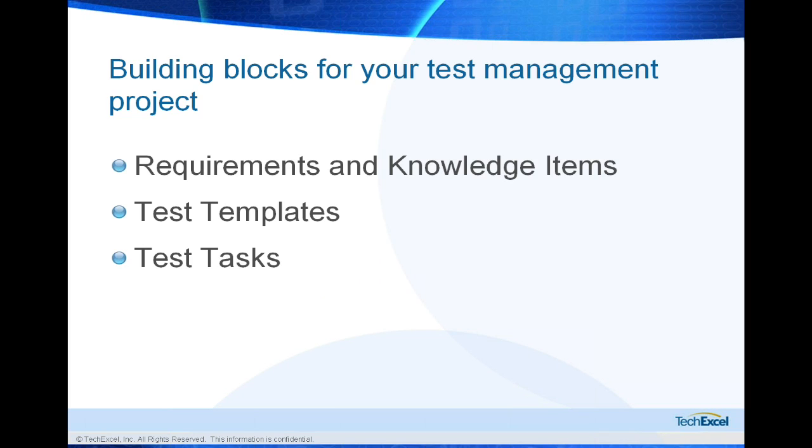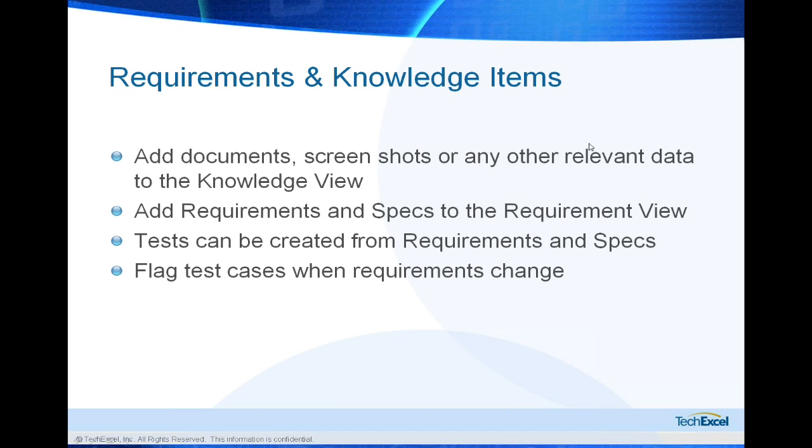Today, because we're going to be talking about quality management, we're going to be talking about a few main item types. So the first one we're going to be talking about is requirements and knowledge items, more on the requirements side, certainly. Next, we'll be talking about test templates and then test tasks.